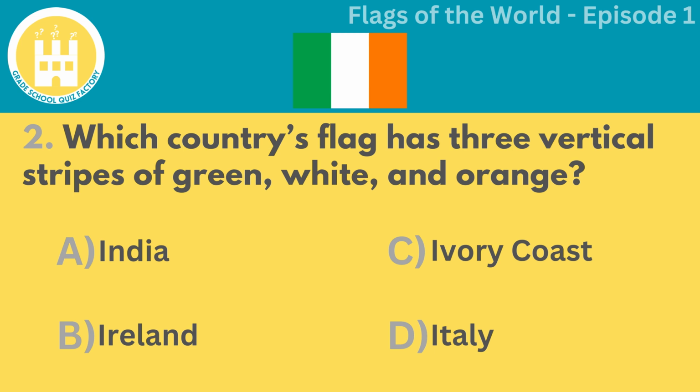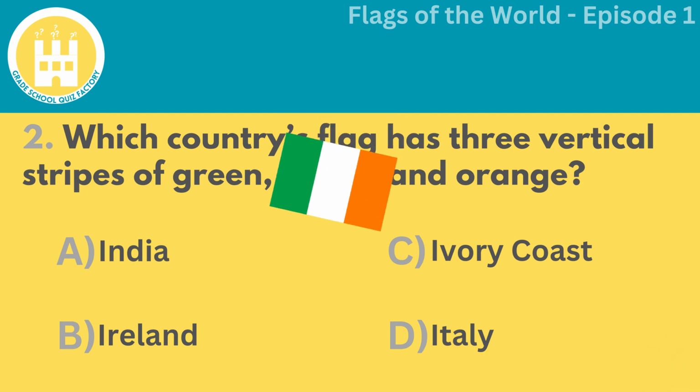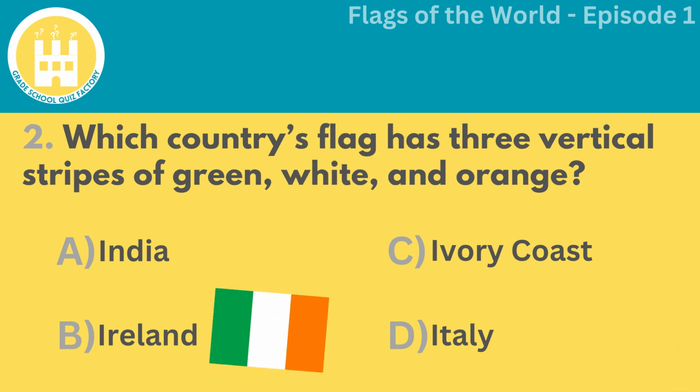Number 2. Which country's flag has 3 vertical stripes of green, white, and orange? And the correct answer is letter B, Ireland.